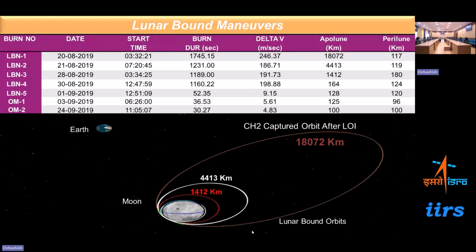So now you know the Chandrayaan 2 science orbit is 100 by 100. From there, we do all the science experiments. To achieve that, we have to plan so many maneuvers so that we finally go to that particular orbit. So this is one example of how mission planning is done to capture the moon.